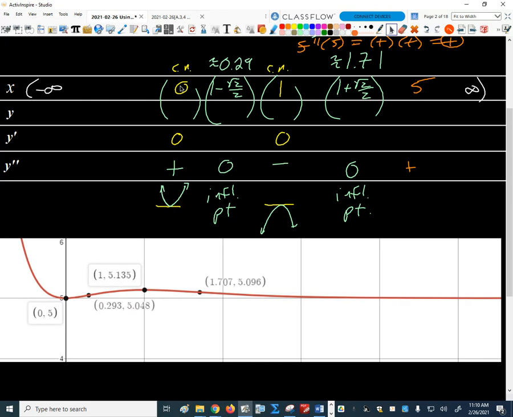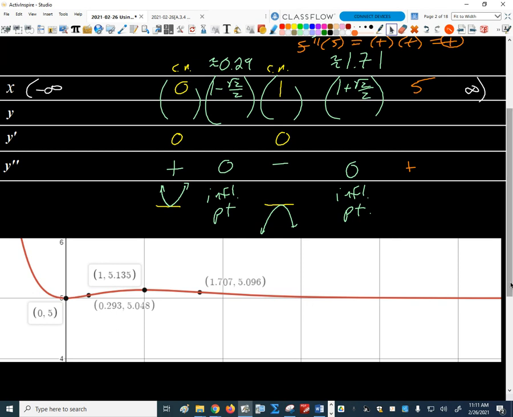Right, at 0, we've got a minimum, okay? Concave up at about 0.29-ish, right? At 1 minus the square root of 2 over 2, we've got an inflection point where we're changing from concave up to concave down. We've got a maximum at 1. It's not a very dramatic maximum, but that is a maximum, right? And then out here at 1 plus square root of 2 over 2, or about 1.71-ish, we've got another inflection point where we change from concave down to concave up.